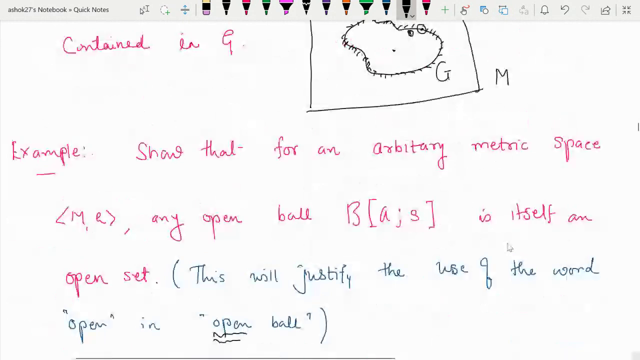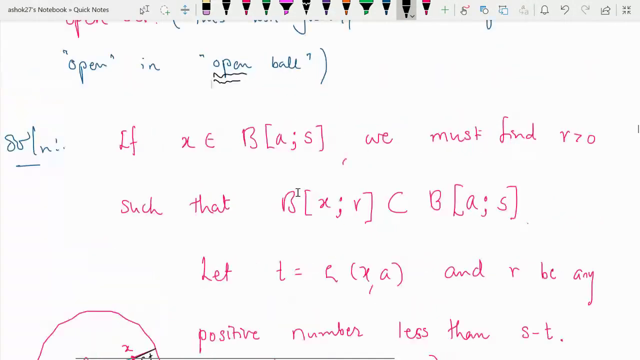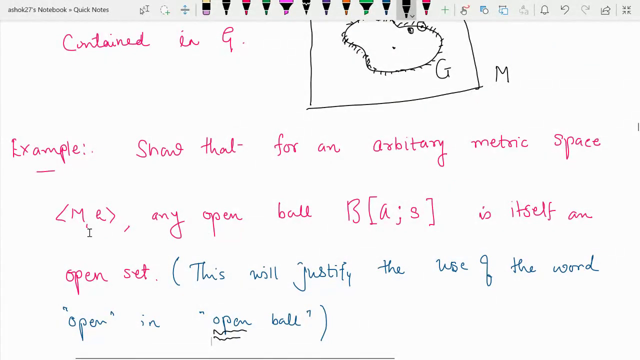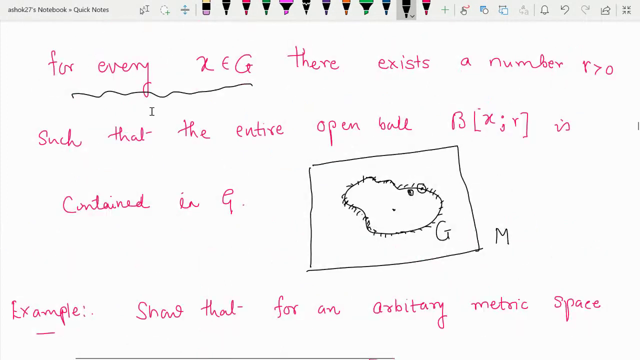So we will solve this. Let us suppose B(a, s), the open ball about a with radius s, is any open ball in a metric space M. Naturally rho is a metric for M. Our claim is that we have to prove that this open ball is an open set. So naturally, what is the definition of an open set? If you take any element x of this set, then there should exist a number r greater than 0 such that the entire open ball about x with radius r is strictly contained in it.